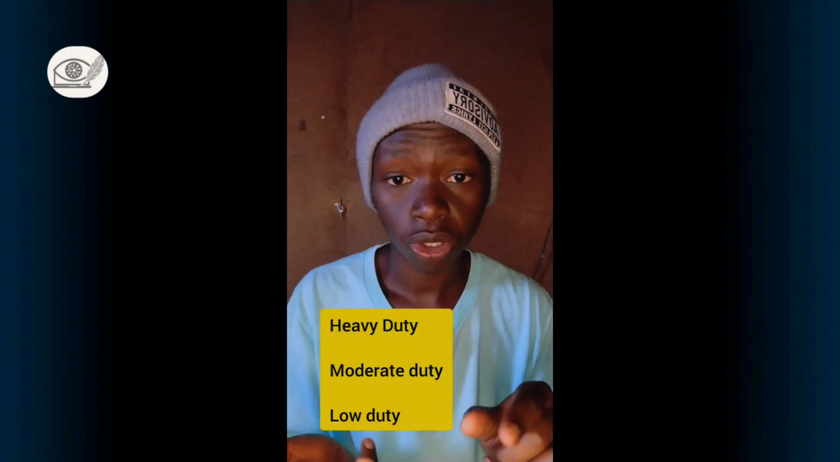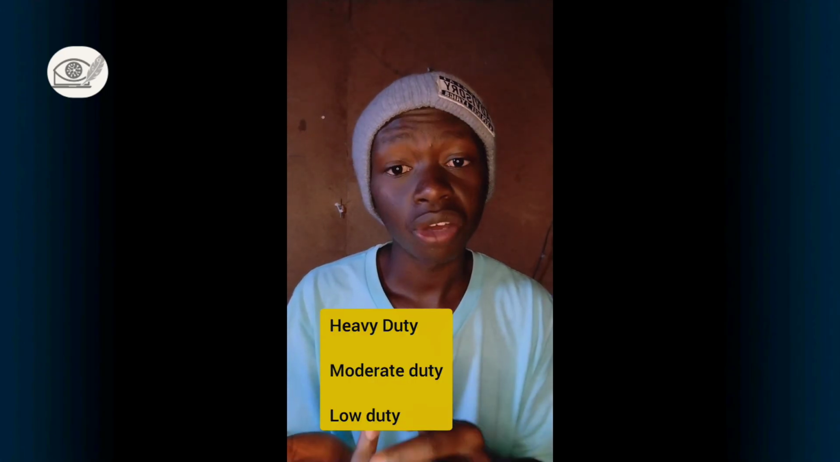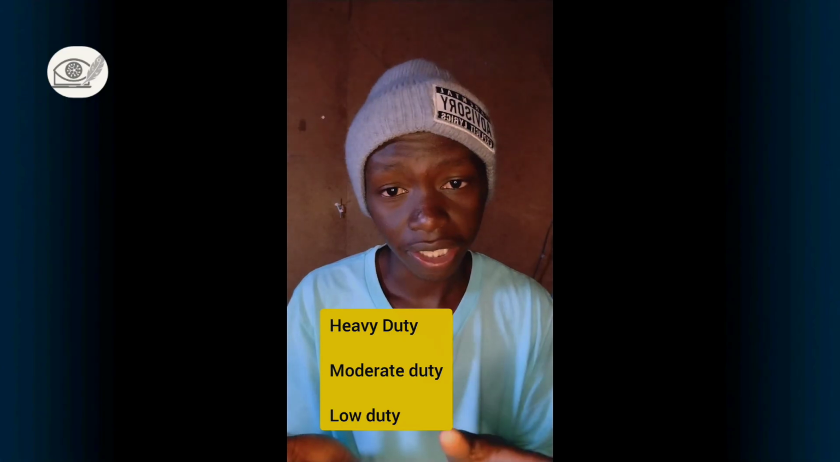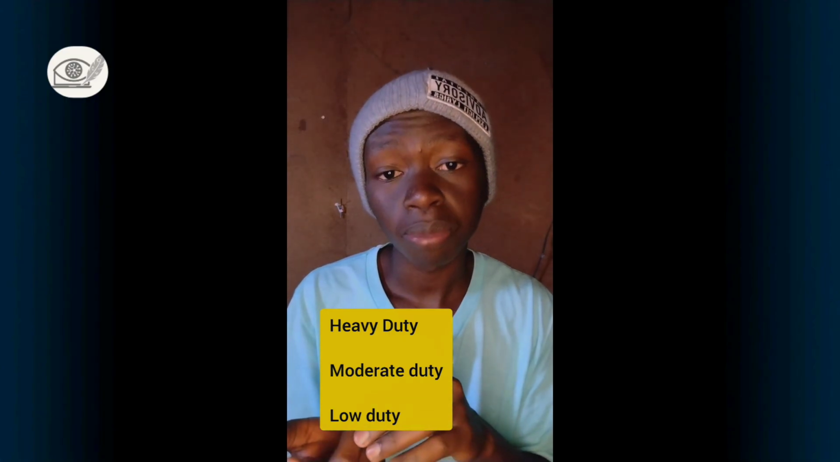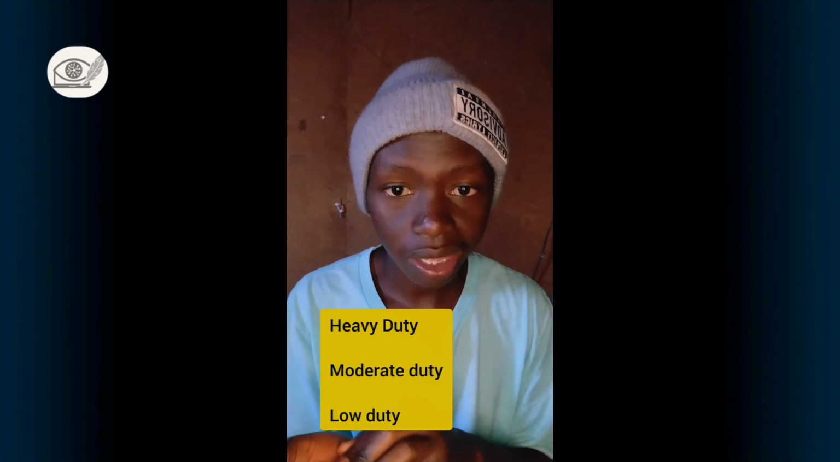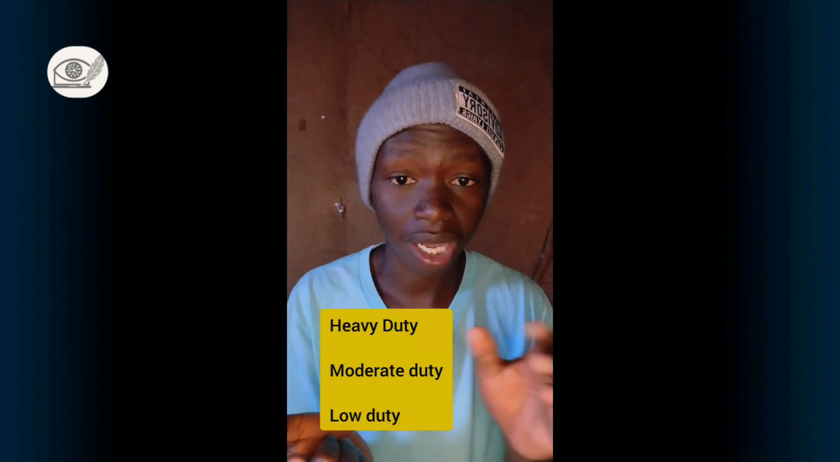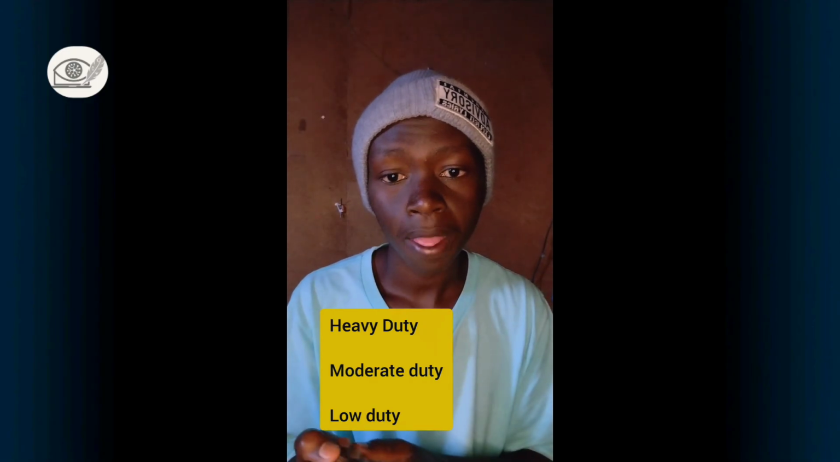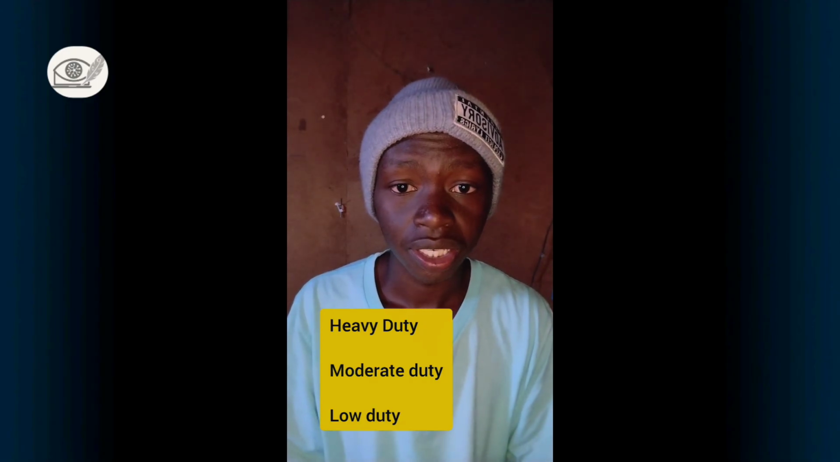Having an idea of what the processor does, we need to take time to understand the categories of processors. We have three categories of the processor. That is the processor that does basic things, which is what we call the low tier. There is the middle tier that does moderate things. And there is the processor that does heavy things, heavy duty activities or tasks.